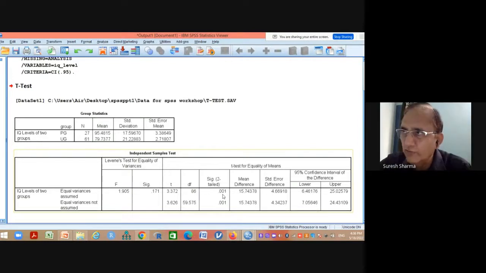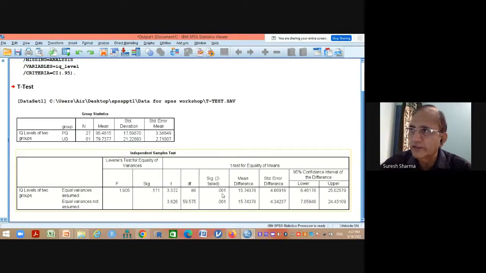That means his claim was that IQ levels of PG and UG group are the same. That has been rejected. So that means he was thinking that he will hire people from UG group. No, he has to hire people from which group?